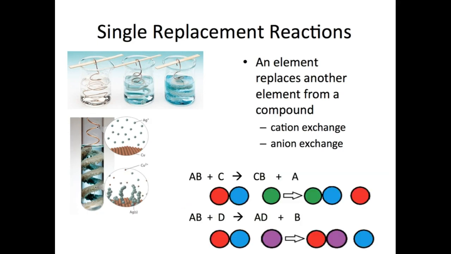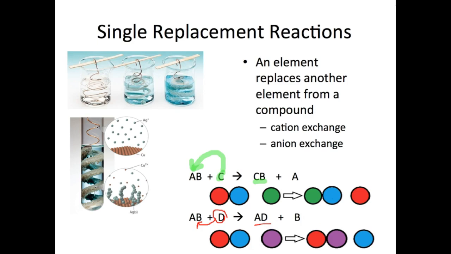But there's also 2 kinds of replacement reactions. We have what's known as cation exchange and anion exchange. Notice in cation exchange, it's literally where an element is replacing the cation in the compound, and so we have a new compound with that cation. In anion exchange, we have an element replacing the anion in the compound, and we get a new compound.